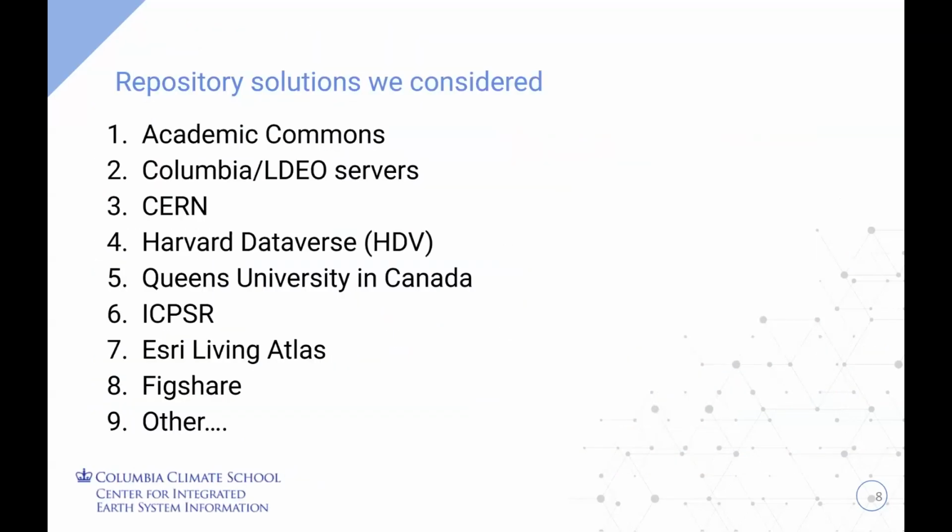We started with Academic Commons, which is the Columbia Library's data repo. We quickly learned that there were size limitations to Academic Commons that would prohibit dissemination of some of our larger data sets, which meant that we would not be able to retain the data in a single collection. We would have to have it dispersed. And so I kind of ruled that option out. We then talked about the possibility of setting up some Columbia-funded servers, but we worried about long-term sustainability of doing that. And so we opted against that.